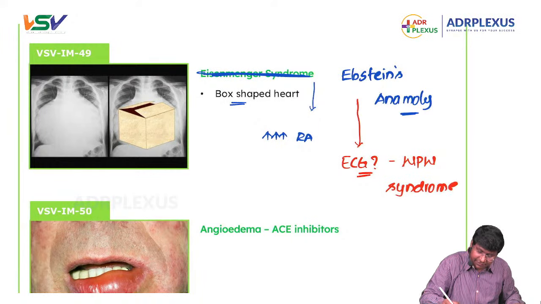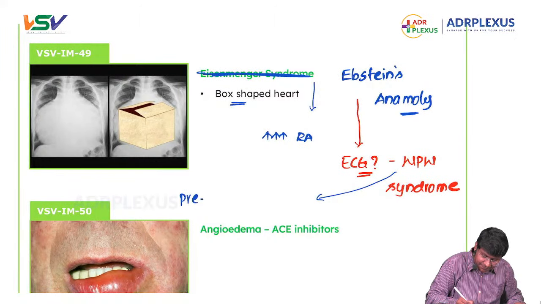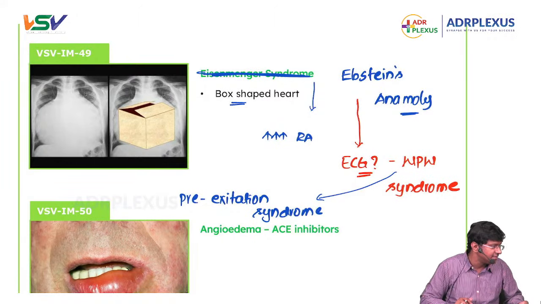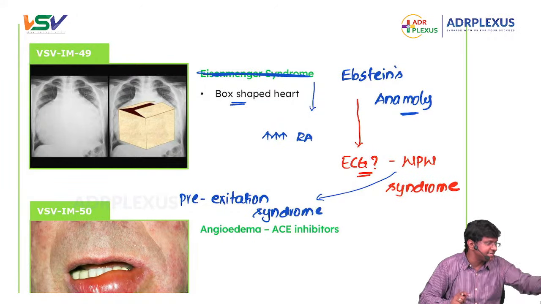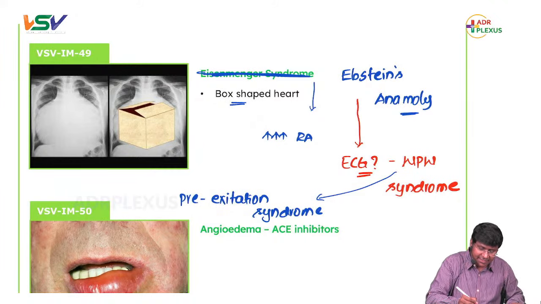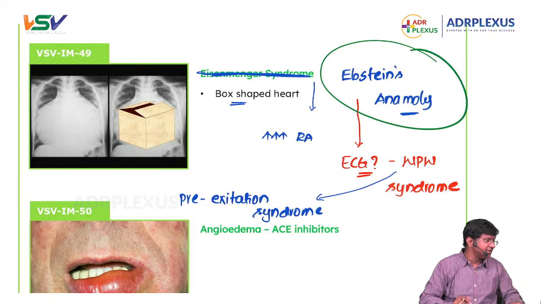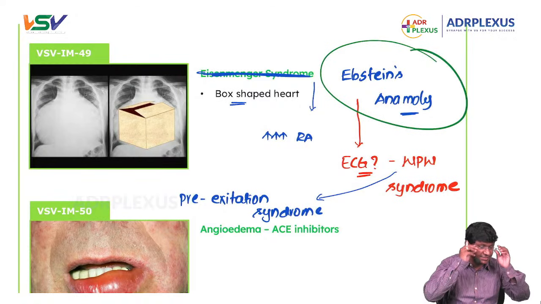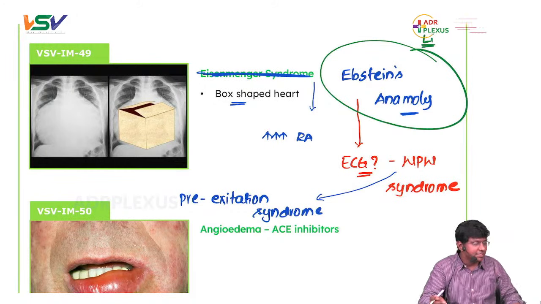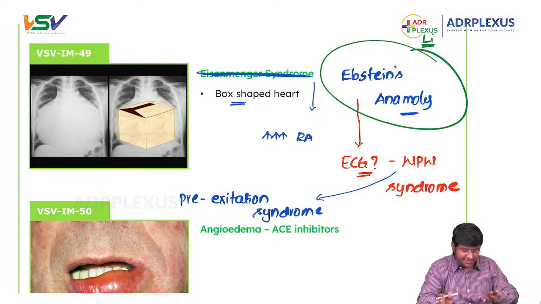WPW is nothing but a pre-excitation syndrome. So in case of WPW, you will have short PR interval, wide QRS complex, as well as the delta wave. So in Ebstein's anomaly, these patients are at increased risk of development of WPW syndrome. Next, I hope everyone is aware of what drug is associated with teratogenicity of Ebstein's. Very good, that is your lithium. So lithium has the teratogenicity of development of Ebstein's anomaly.